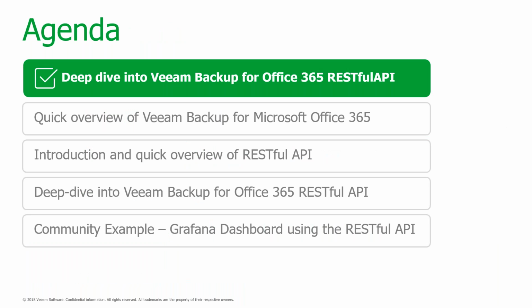Okay, so this is the agenda. The session is called Deep Dive into Veeam Backup for Office 365 RESTful API. I hope it's deep enough for you today, guys. So I'll try my best. The agenda is simple and quick. Four points. The first is a quick overview of Veeam Backup for Microsoft Office 365. I'm sure you have seen these slides from time to time, but I will just do a quick overview. Then the second point, an introduction and quick overview of the RESTful API. Then we will do the deep dive into Veeam Backup for Office 365 RESTful API. And finally, we will see a community example, the Grafana dashboard, using the RESTful API, and we might touch on other community projects as well.